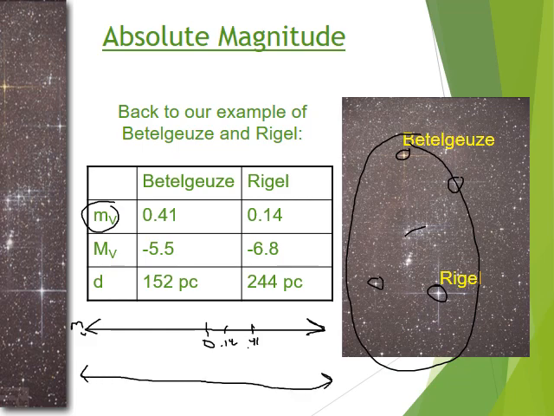Now, we also have some information about their absolute magnitude, or their capital M. The absolute magnitude, I'm going to put my zero mark here, of Betelgeuse is negative 5.5. And the absolute magnitude of Rigel is negative 6.8.